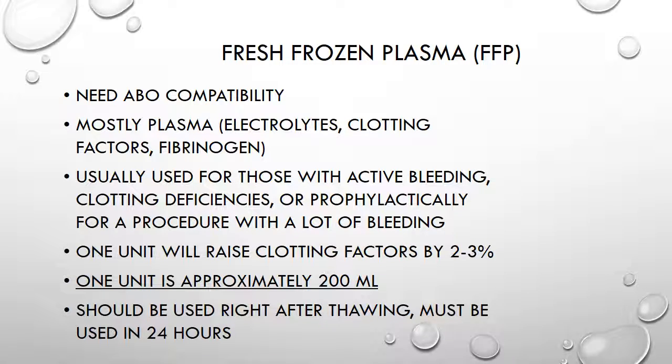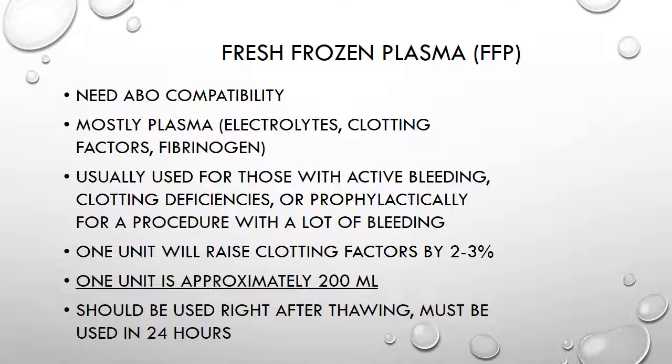Another component that we can give to our patients is fresh frozen plasma. When we're looking at fresh frozen plasma, once again, this is a blood component that does need ABO compatibility checked. Mostly plasma is what's in fresh frozen plasma. So basically it's those electrolytes, clotting factors, fibrinogen. We use FFP for people who have active bleeding, some sort of deficiency in their clotting, or prophylactically for a procedure with a lot of bleeding.